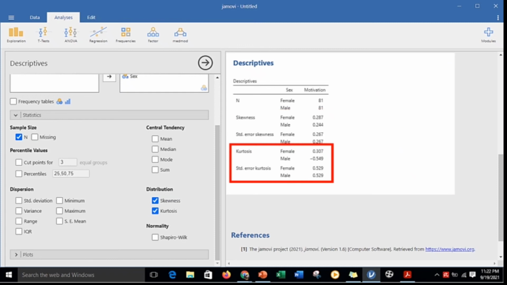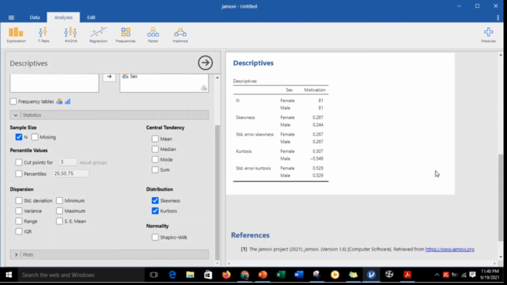Kurtosis describes how heavy or light the tails are. Positive kurtosis results in an increase in the pointiness of the distribution with heavy or longer tails, while negative kurtosis exhibits a much more uniform or flatter distribution with light or shorter tails. And for the kurtosis, if the value is greater than positive 1, the distribution is leptokurtic. And if the value is less than negative 1, the distribution is platykurtic.